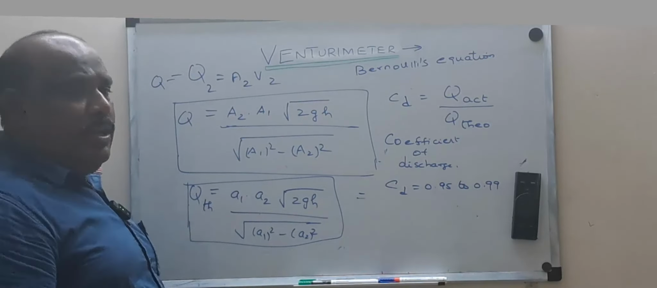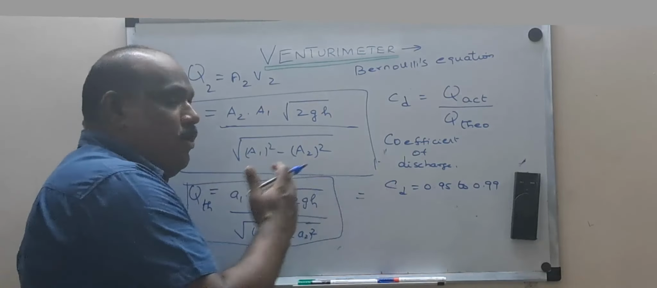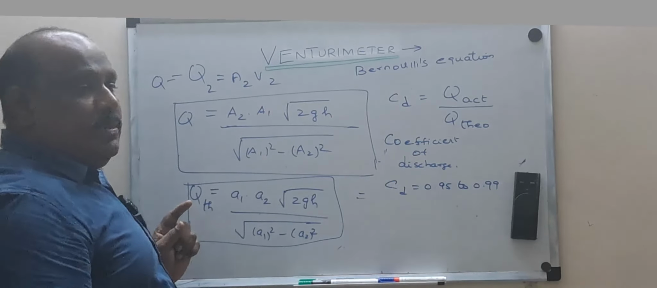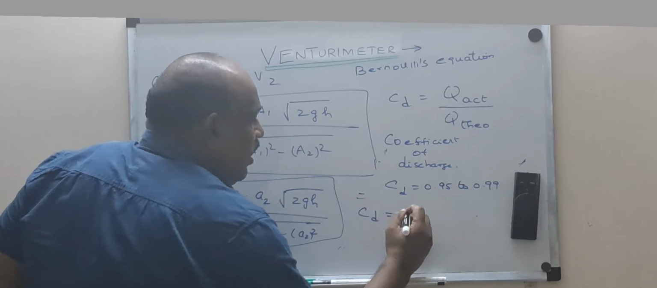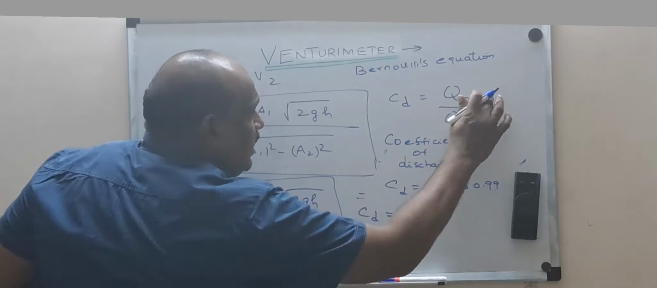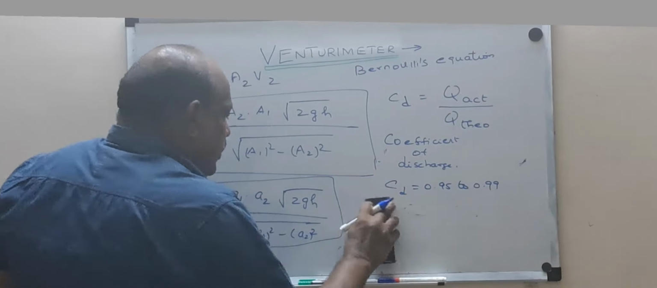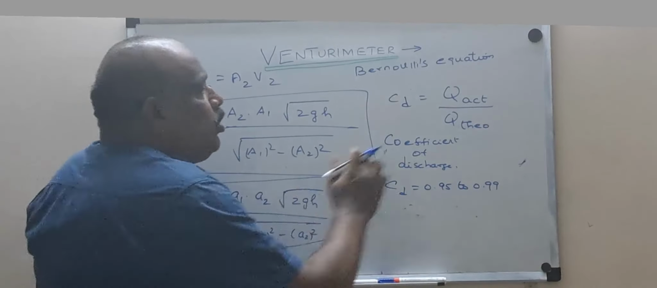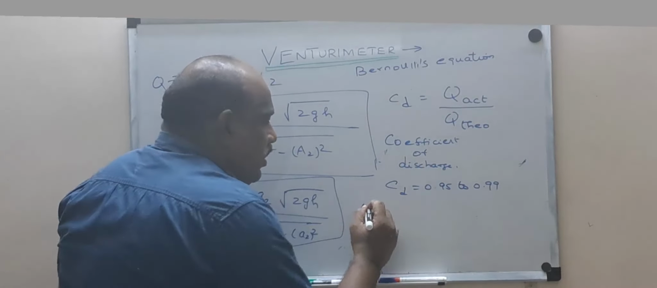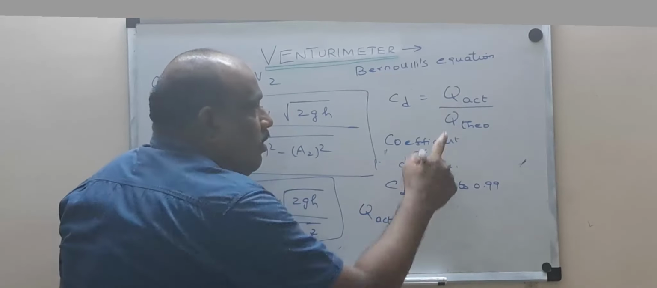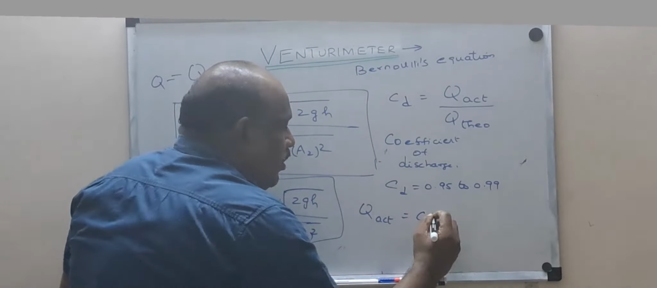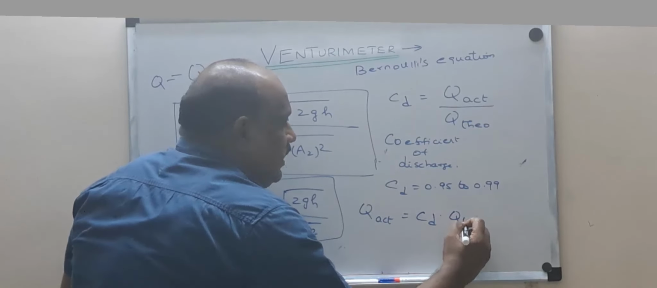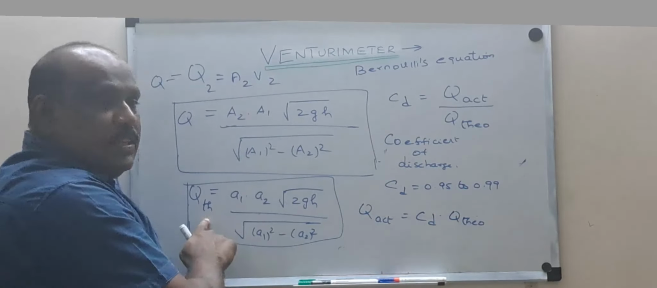You may be wondering why we are talking about CD now. This is the theoretical discharge, but I want the actual discharge. So what is the formula? CD equals Q actual by Q theoretical. This is Q theoretical, but I want Q actual. So how to find Q actual now? What is Q actual from this formula? Very good, CD into Q theoretical.